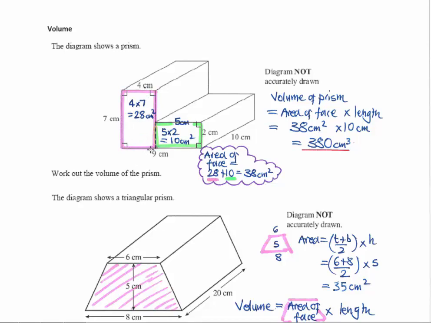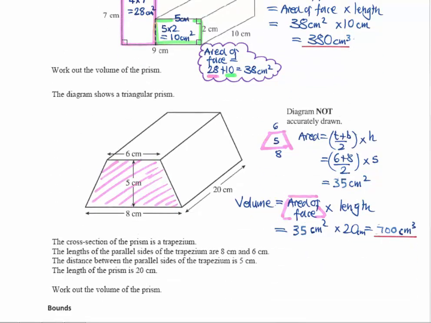And once again, it's a matter of just identifying the correct sides to multiply. So this is 4 and this is 7. 4 times 7 is 28. If this is 9 and this is 4, then this must be 5. And so 5 times 2 makes 10. And so the area of the face is the area of these 2 rectangles combined, which is 28 plus 10, 38 square centimetres. And then we simply multiply that by 10 to get the volume. So the area of the face times the length, 38 times 10, 380 cubic centimetres.